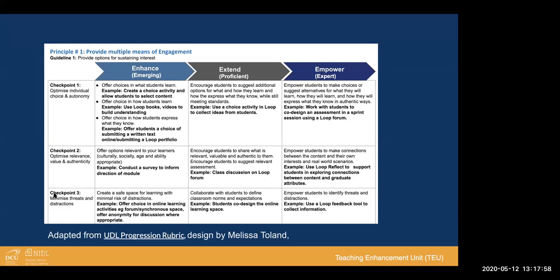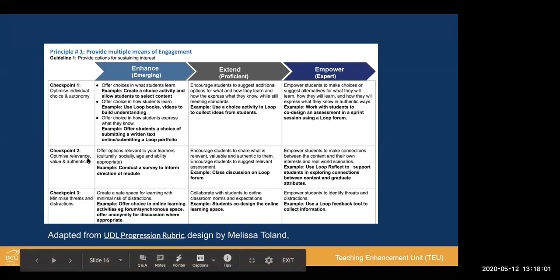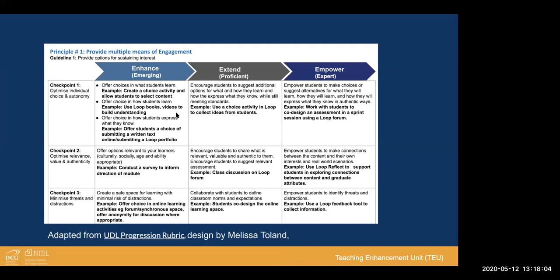So you'll see here on the left, you've got your checkpoint relating to principle 1. And then at each dimension of the framework, there are some examples and definitions offered within the breakdown of the checkpoints. So you'll see here, using Melissa's language, if you're at a level of emerging practice in UDL, you've got your choices here at checkpoint 1, checkpoint 2, checkpoint 3. Then you can move on to proficient and finally to expert level. And we've mapped those on using the language of the 3E framework: enhance, extend, and empower.